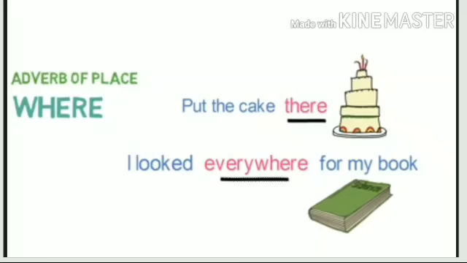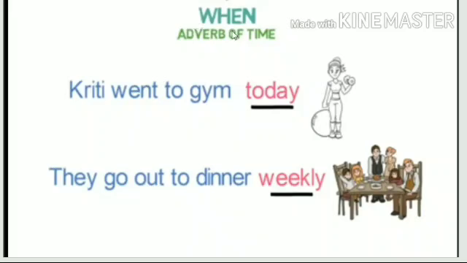Adverb of time. An adverb of time tells us when exactly the action happened. Let's read the first example. Kriti went to the gym today. Here we are able to know that Kriti went to the gym. But when did she go? The answer is today. So the word today is an adverb here. It tells us when the action happened.